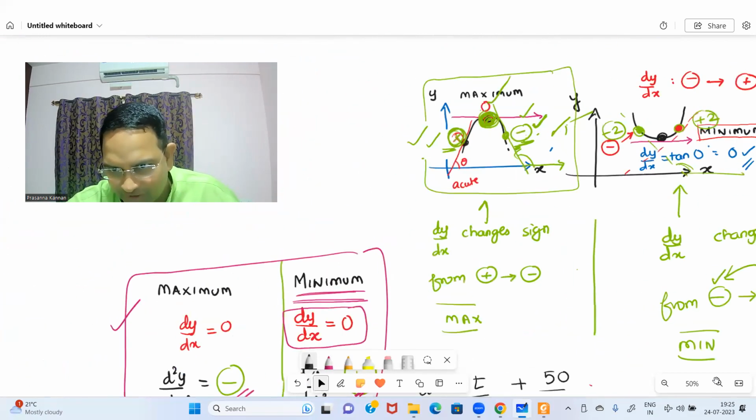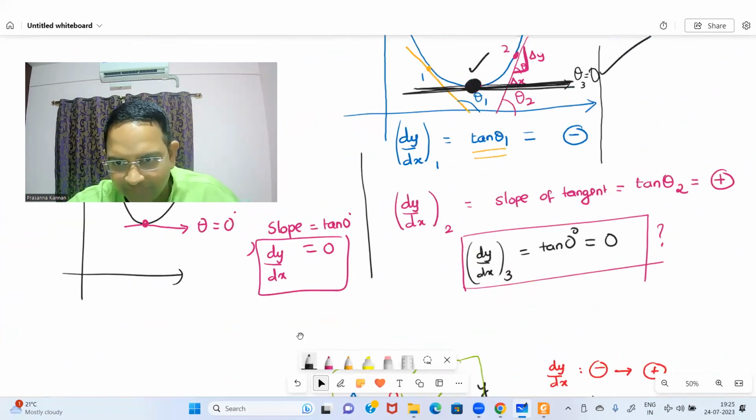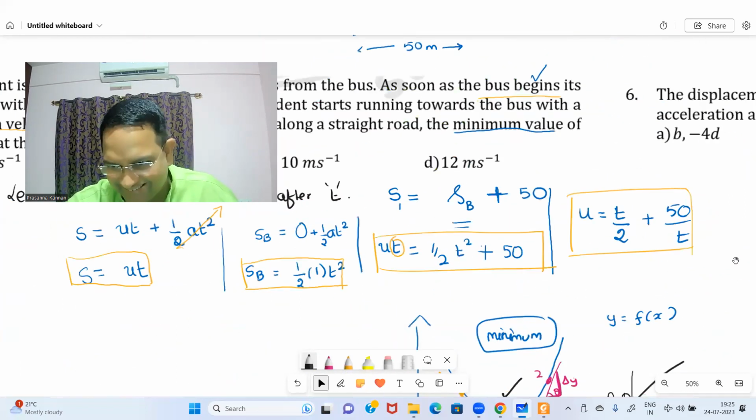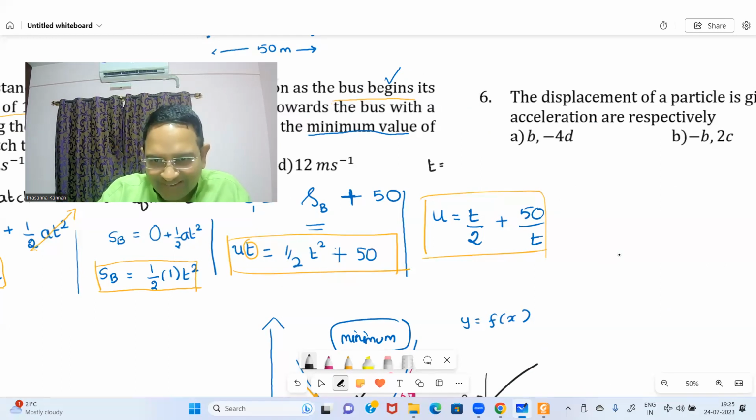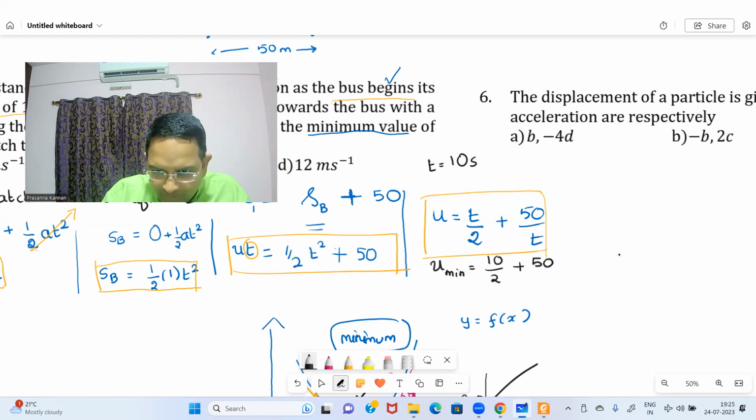Now we go back to the function. All this theory work was just getting to the step. So now telling the answer is no big deal. What is the time we got? 10 seconds. Substitute 10 seconds, you will get the minimum value of u. So what is it? 10 divided by 2 plus 50 divided by 10, 5 plus another 5.